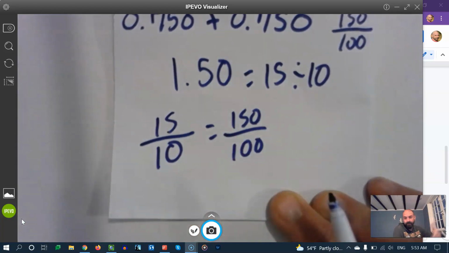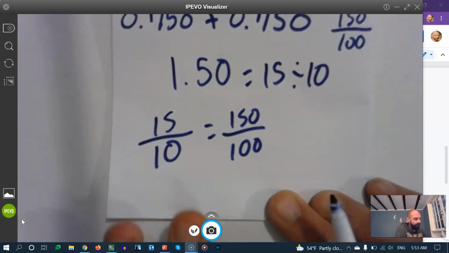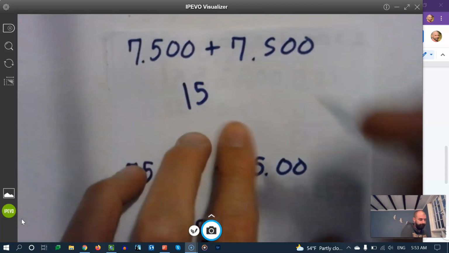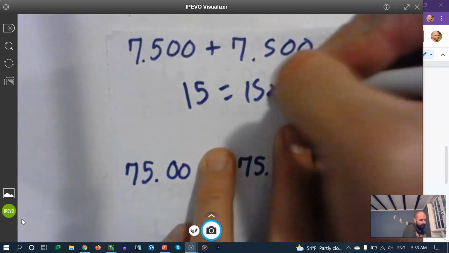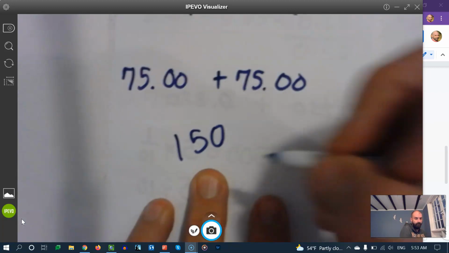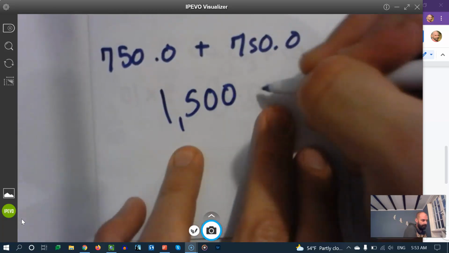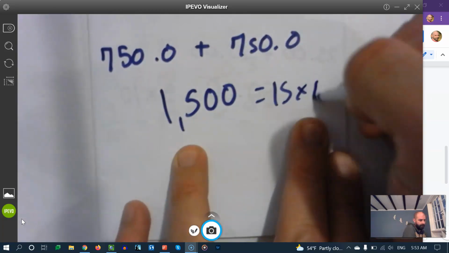Numbers are incredible. Numbers are awesome. Math is amazing. Just get on board with it. 15 equals 15 times what? 150 equals 15 times 10. 1,500 equals 15 times 100.